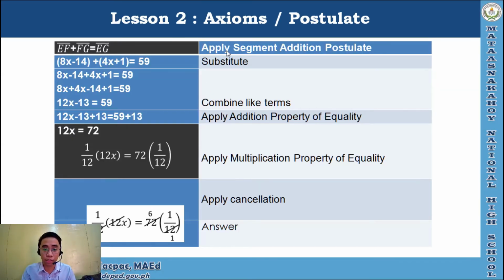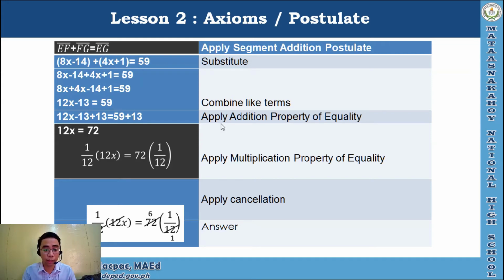So we will apply the segment addition postulate. So line segment EF plus line segment FG is equal to line segment EG. And then we'll substitute EF, so 8x minus 14 plus 4x plus 1, lalagyan natin ng parentheses para ma-determine natin yung pagkakaiba, is equal to 59. And then, we will combine like terms. 8x plus 4x, 12x. Negative 14 plus 1 is equal to negative 13, which is equal to 59.